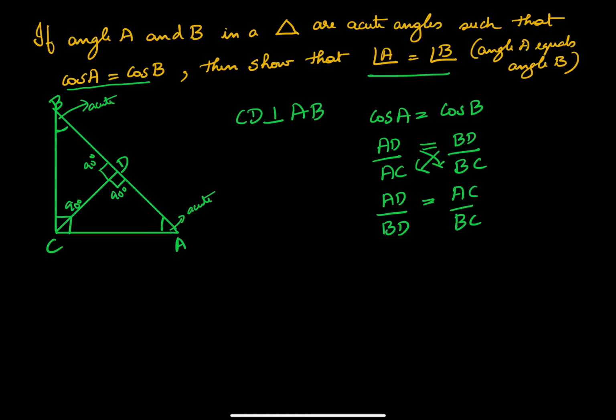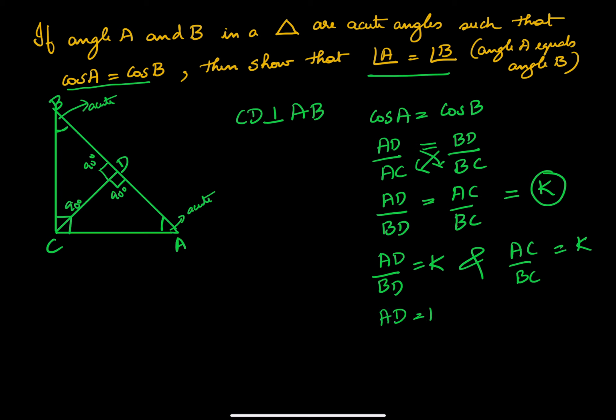Now let's assume AD and BD or AC and BC actually had real values like 1 or 5 or whatever. So when we divide AC by BC or AD by BD, we will end up with some value. Let's assume that value to be K. So AD by BD is equal to K, and AC by BC is also equal to K. So this will give us AD is equal to K times BD and AC is equal to K times BC. So now we have these two equations which we will use further.